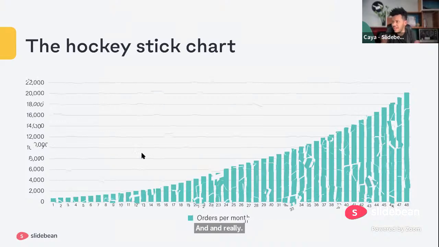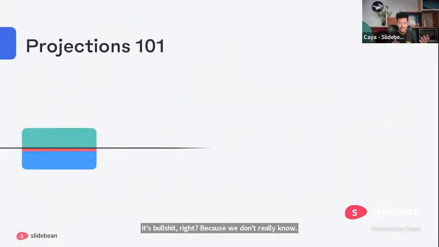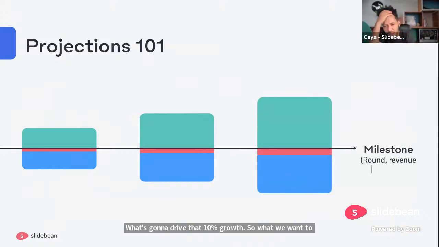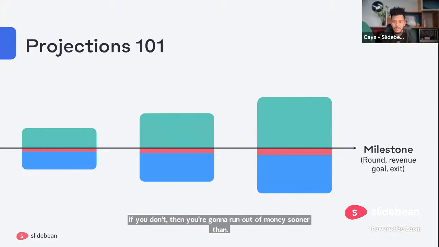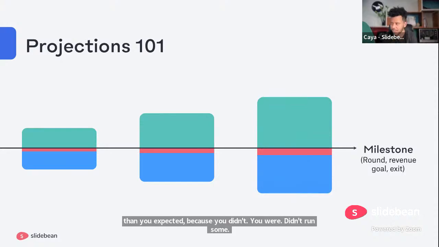But this is just, I mean, it's nonsense, right? Because we don't really know what's going to drive that 10% growth, and we can't really use that for forecasts. If you just assume that you're going to grow 10% and you raise money based on that, what if you don't? Then you're going to run out of money sooner than you expected because you didn't run good enough projections. So what do you do? I'll give you the answer.